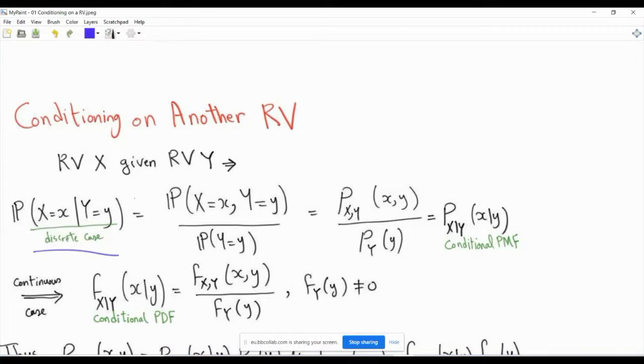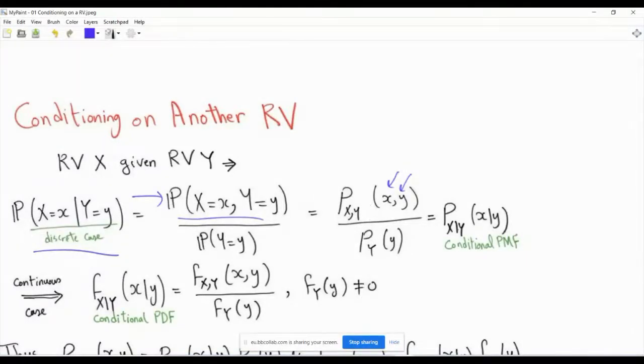Okay, so here you just go for the definition of conditional probability. It's the probability of the intersection divided by the probability of this event, and this will make sense if the probability in the denominator is strictly positive. And so we get the probability that big X is equal to small x, big Y is equal to small y. Well, what is this thing? This is just the joint PMF of X and Y evaluated at small x and small y. And in the denominator, we have the PMF of Y.